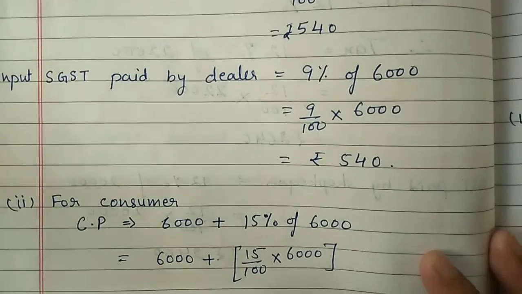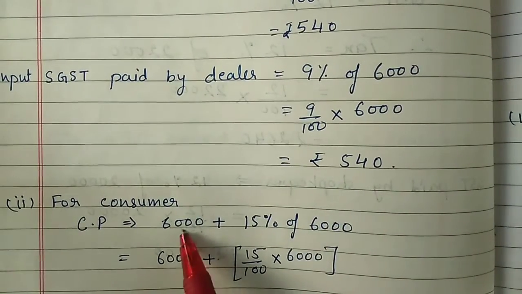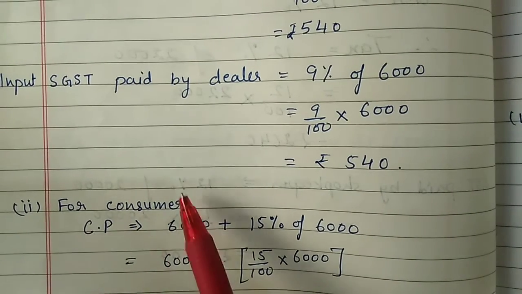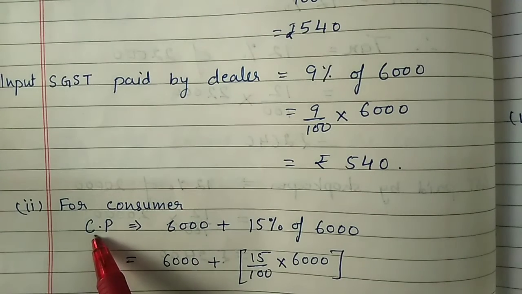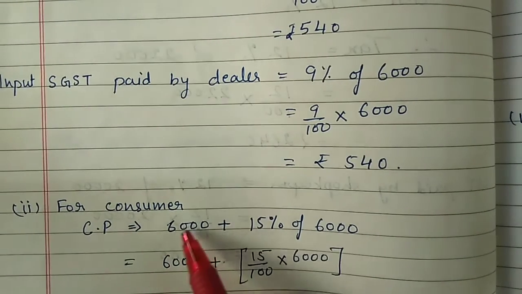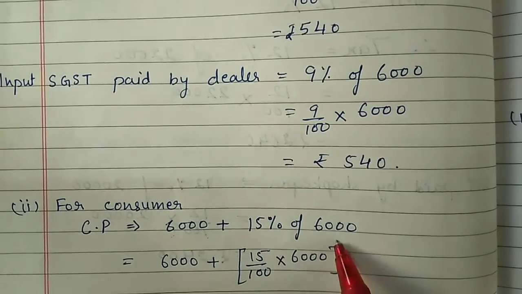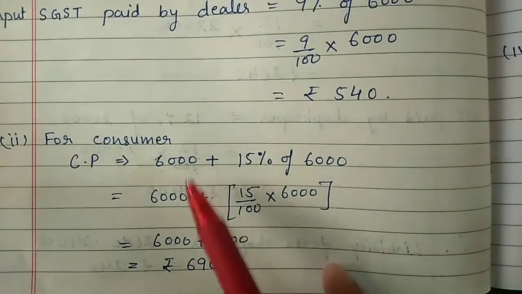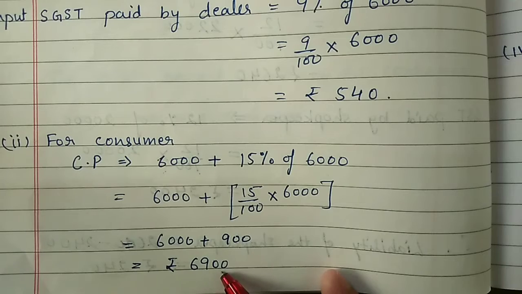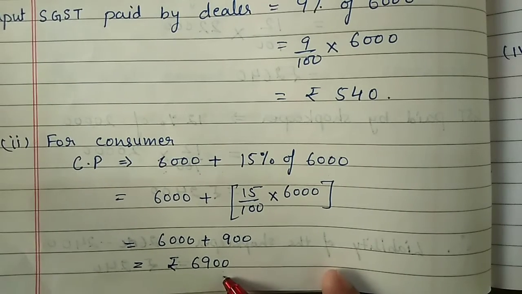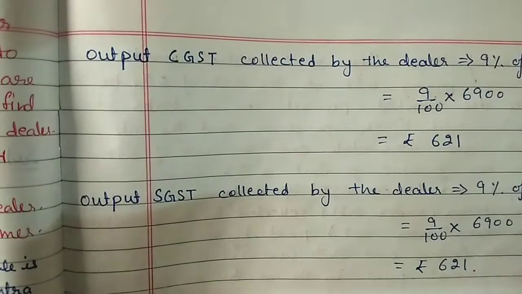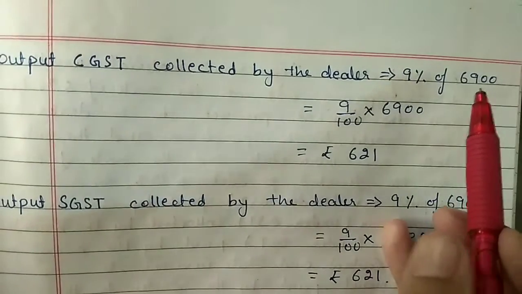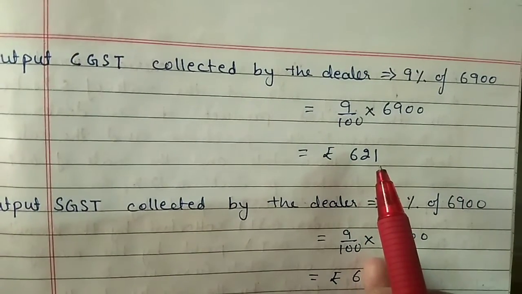Next, when he sells this item to the consumer, at that time he is selling at a 15% profit. So cost price for consumer, or we can say selling price for dealer or cost price for consumer, will be equal to 6,000 plus 15% of 6,000. 15% of 6,000 is 900. So cost price for consumer will be 6,900 rupees. Consumer will pay tax on this money. So output CGST collected by the dealer will be 9% of 6,900 rupees, equal to 621 rupees.